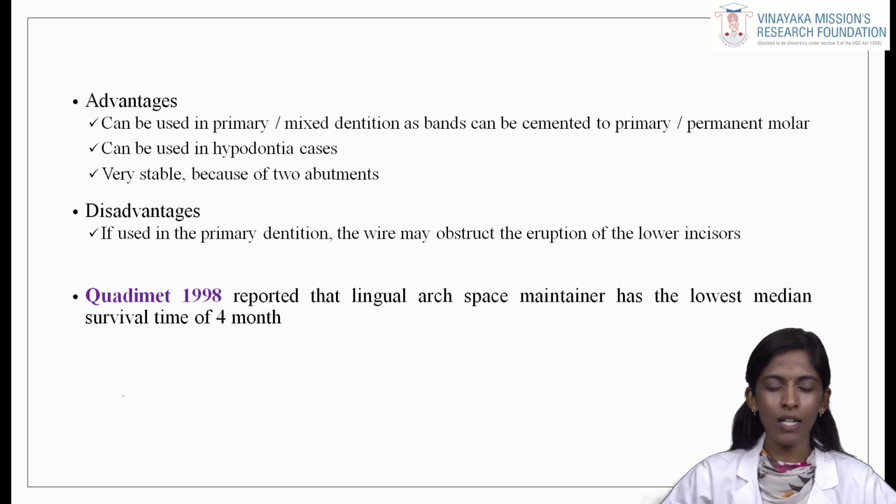Its advantages include: it can be used in primary or mixed dentition as bands can be cemented to primary or permanent molars, and it can be used in hypodontia cases. It is very stable because of the two abutments. Disadvantages include that if it is used in primary dentition, the wire may obstruct the eruption of the lower incisors. Quadimet in 1998 reported that lingual arch space maintainer has the lowest median survival time of about 4 months.